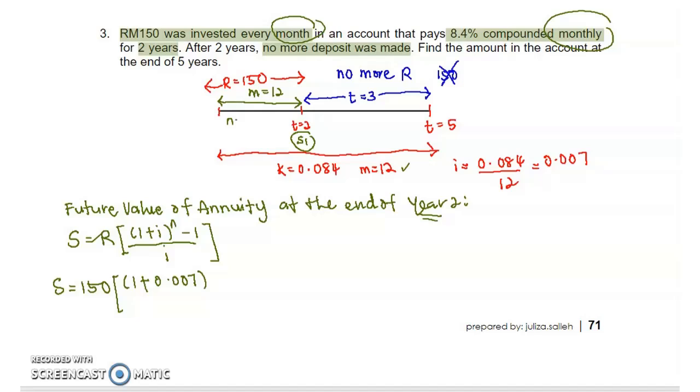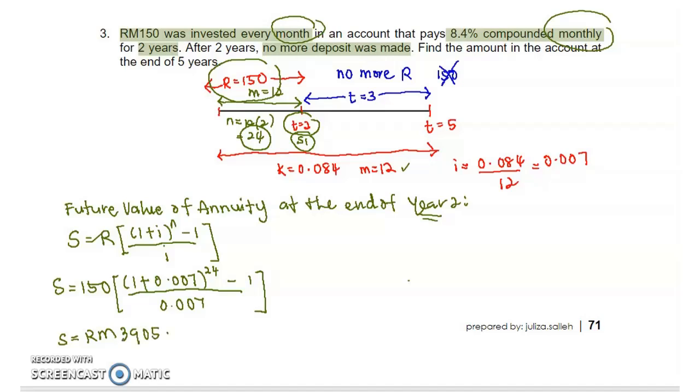Okay, N equals M times T. Now until year 2 only, so M 12 times T 2, so N equals 24. That means we pay this 150 ringgit annuity 24 times only, until 2 years only. So here N equals 24, minus 1, divided by 0.007. S equals R times that. If you calculate this, you will get 3905.24. Okay, this is not the answer.